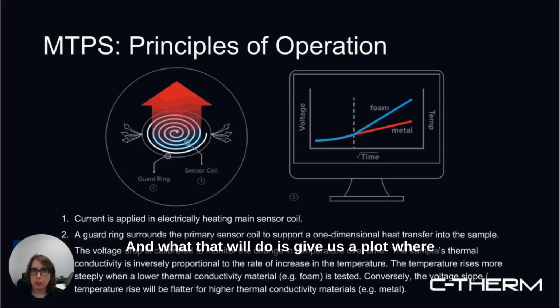And what that will do is give us a plot where we have an initial transient period, which is nonlinear, and then the plot becomes linear. And the slope during that linear region is directly related to the thermal properties of the sample materials. So it's the slope that we analyze to determine the thermal properties.